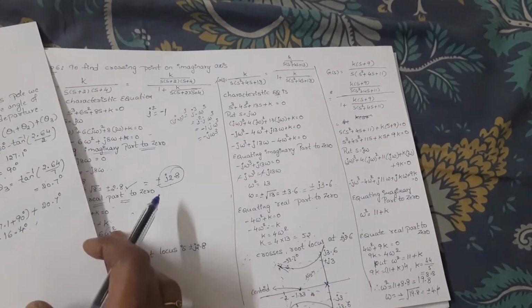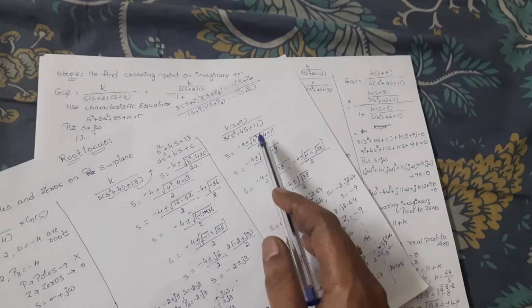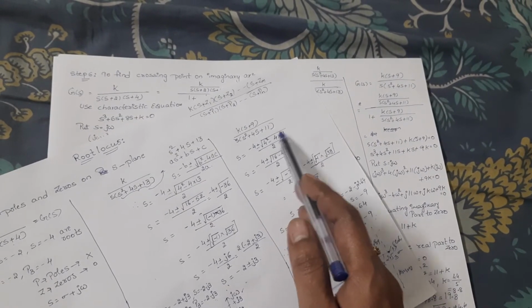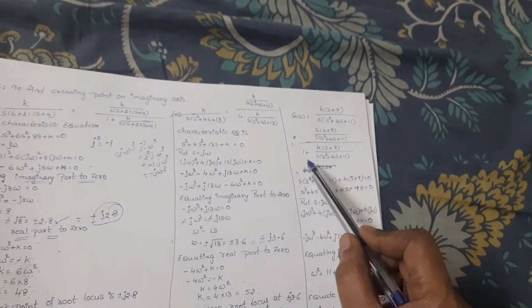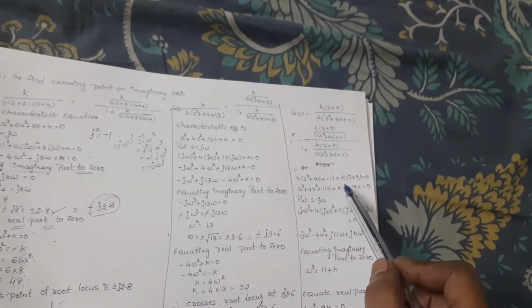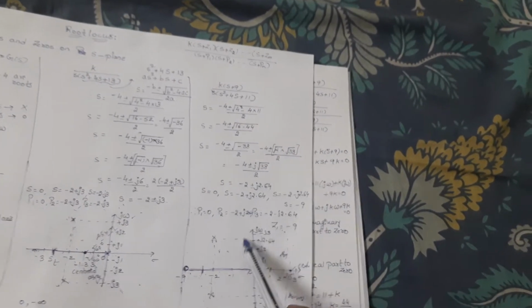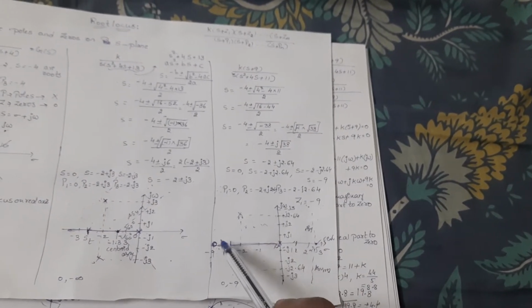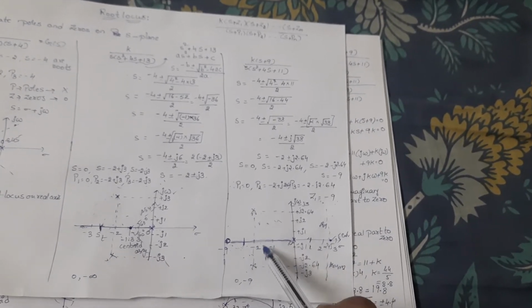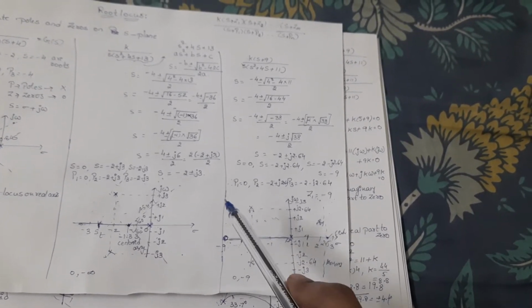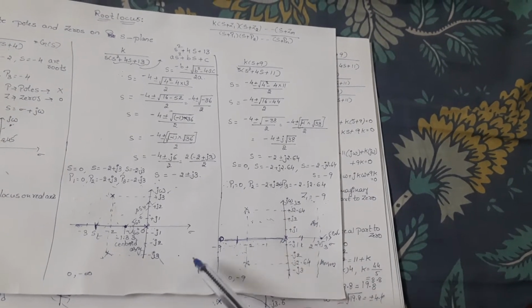And coming to the third problem, K into (s plus 9) by s into (s square plus 4s plus 11). For this problem also you determine the characteristic equation. Previously we didn't determine the characteristic equation for this. Why? Because there are no breakaway or break-in points. The characteristic equation is needed only for breakaway and break-in points, right? So here there are no breakaway or break-in points.